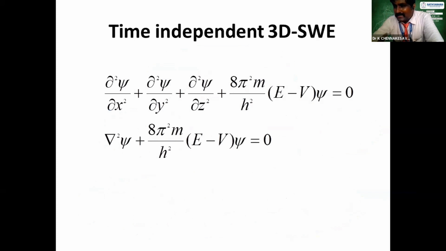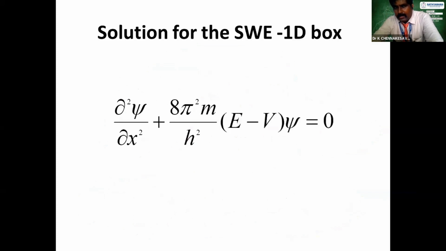This is the three-dimensional Schrodinger wave equation. The one-dimensional Schrodinger wave equation is this: dou square psi by dou x square plus 8 pi square into m by h square into E minus V into psi equal to 0. This is the equation you should remember. It is a simple thing, not three-dimensional. Here dou indicates partial differentiation.